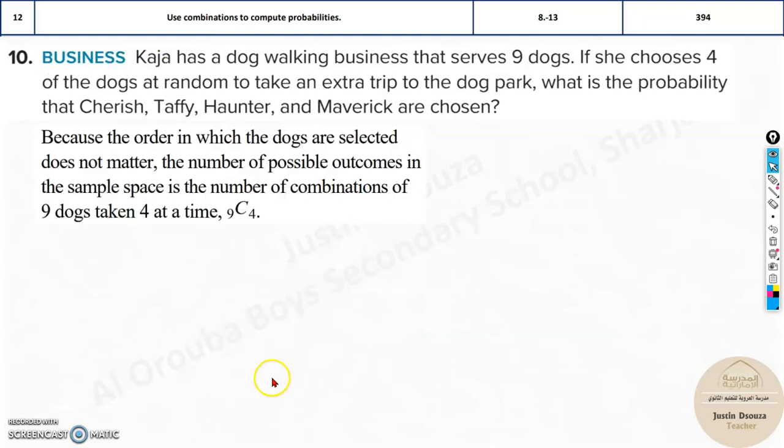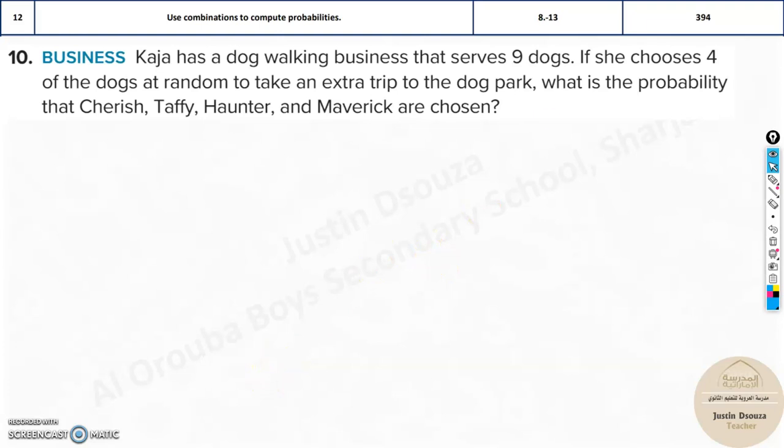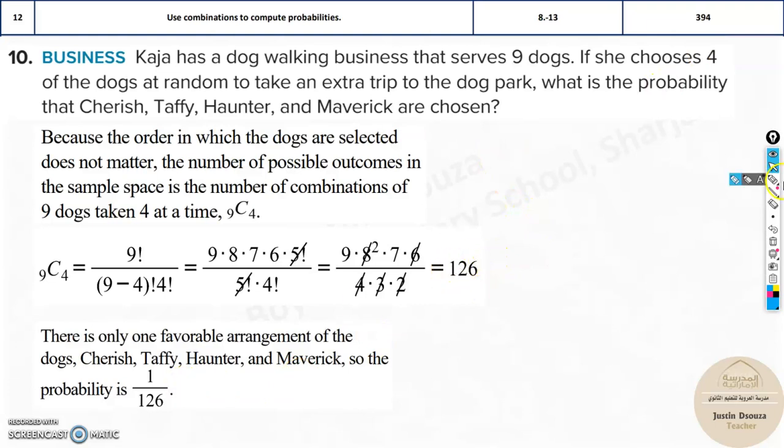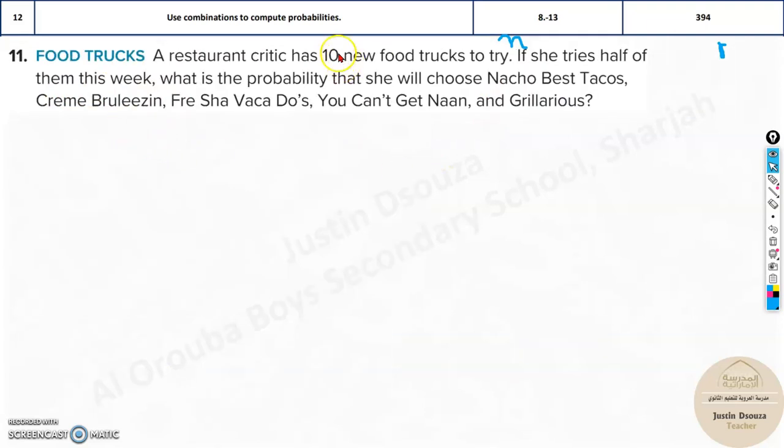Same thing over here. You can solve this by yourself and then check the answer. It is 9C4, and whatever answer you get, 1 divided by that, because n value is 9 and r value is 4. So 9C4 combination, 126. They want 4 of the dogs: Cherish, Taffy, Hunter, and Maverick. These must be selected, so then it's just 1 divided by that. These are the dog names. And over here, similarly, look at the end. It's important to read.